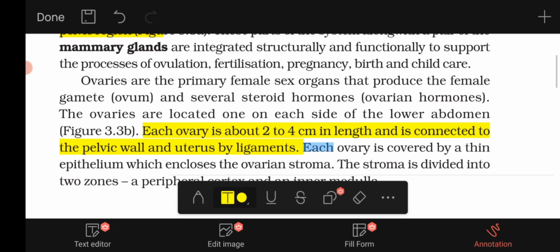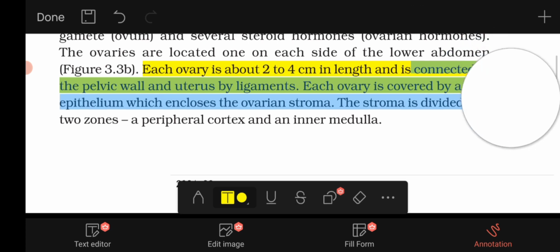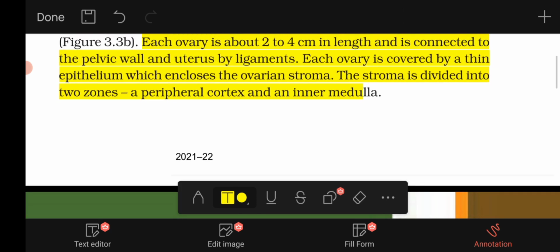Each ovary is covered by thin epithelium which encloses the ovarian stroma and is divided into a peripheral cortex and inner medulla. You must have read in the 11th standard that the adrenal gland, which is present on the anterior part of our kidney, also has a similar structure. Outer is called cortex, innermost is medulla. Even our kidneys have the outer cortex, inner medulla, and the medullary pyramids. In case of the ovary, also a similar thing: outer peripheral cortex and the inner medulla.